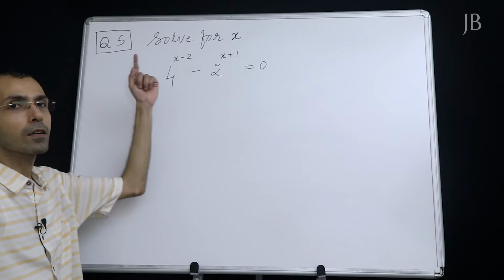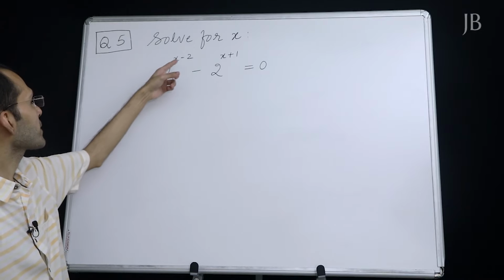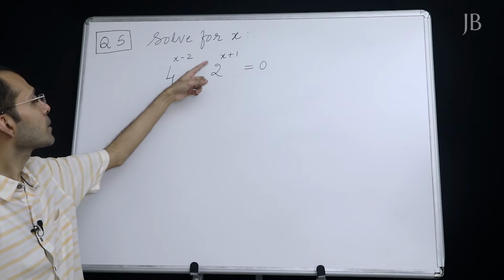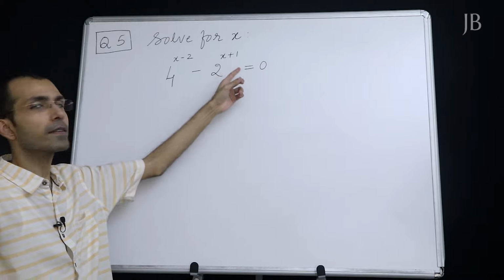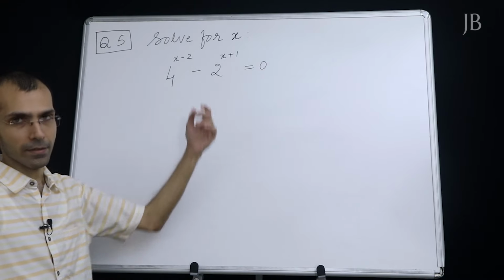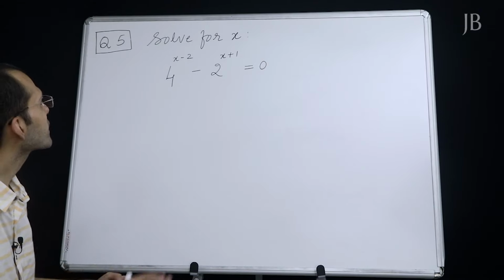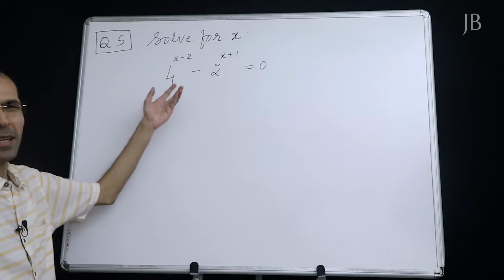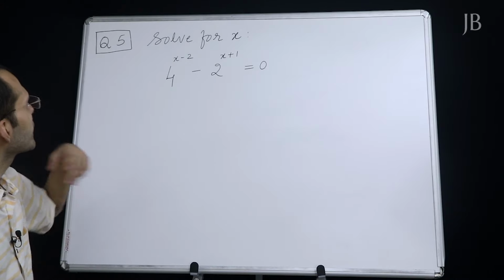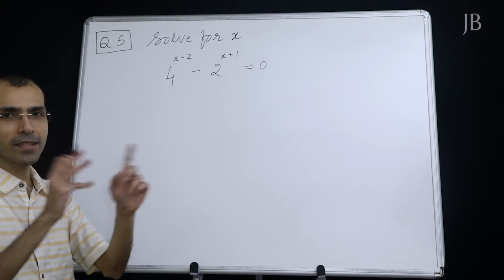Question 5. Solve for x. 4 raised to x minus 2 minus 2 raised to x plus 1 is equal to 0. These are exponential equations, equations involving indices, involving exponents. They are manageable, not really very difficult. Here the idea is to make the bases the same so that we can equate the powers.